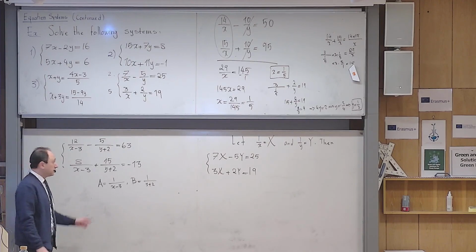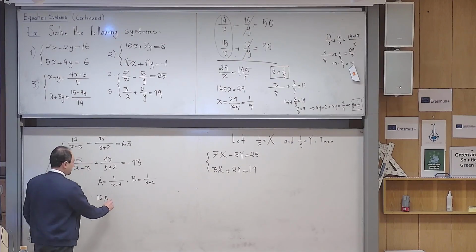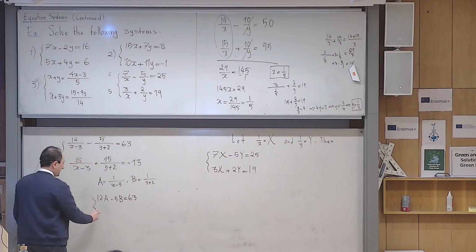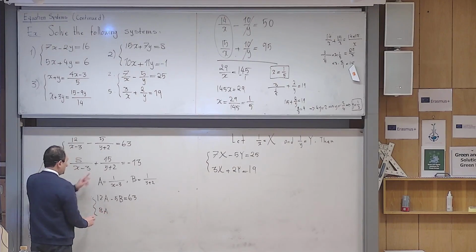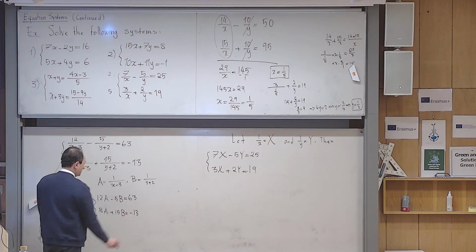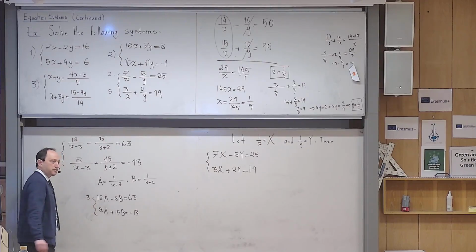So here it becomes 12a minus 5b is equal to 63. And then this becomes 8a plus 15b is equal to minus 13. You see this becomes immediately an E-level question. But I want to use the addition method. Do you have the optimal way to do it? Times the first one by 3, the best one. So I multiply this by 3, that's enough.